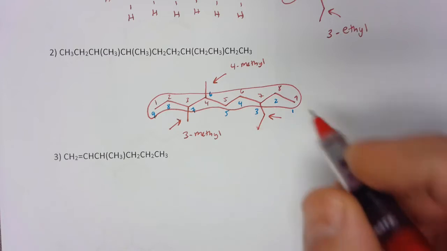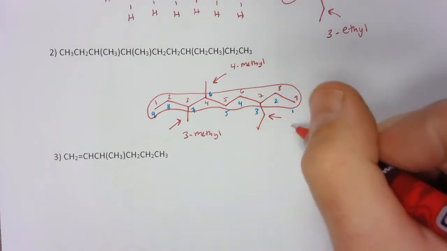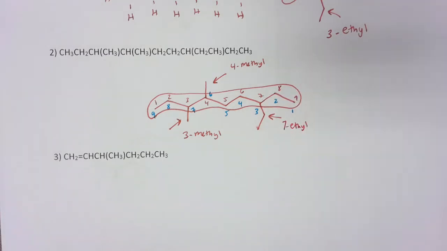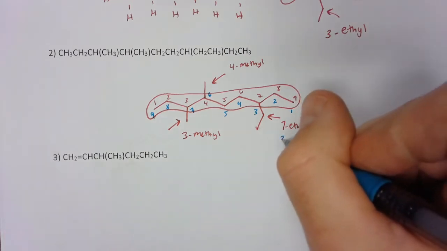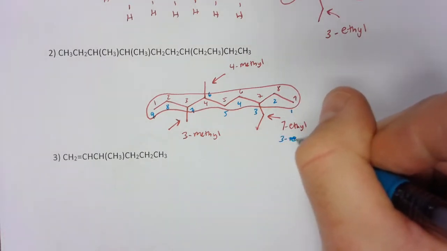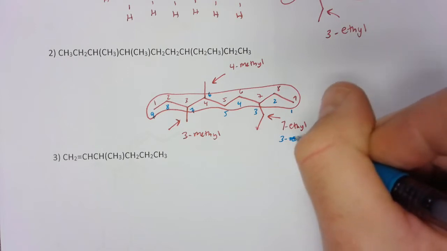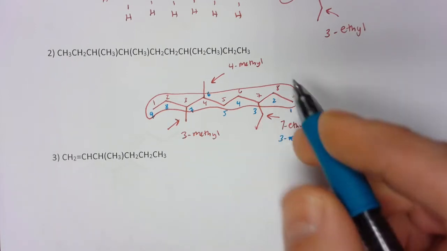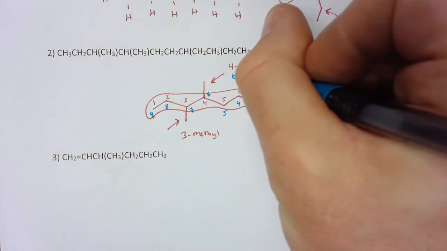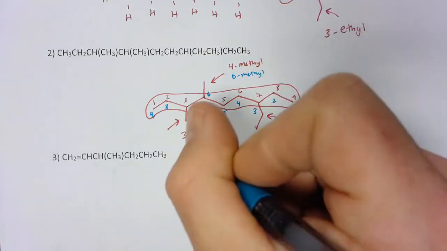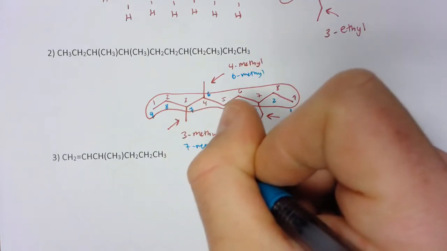So this here's a 7-ethyl in the red. Now I'm going to go back and label these with the blue. This is a 3-ethyl, not methyl, 2 carbons. This is a 6-methyl, and this one is a 7-methyl.